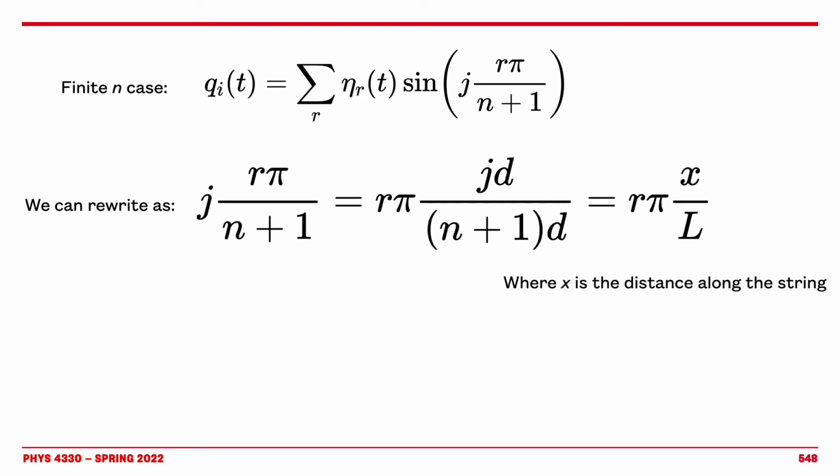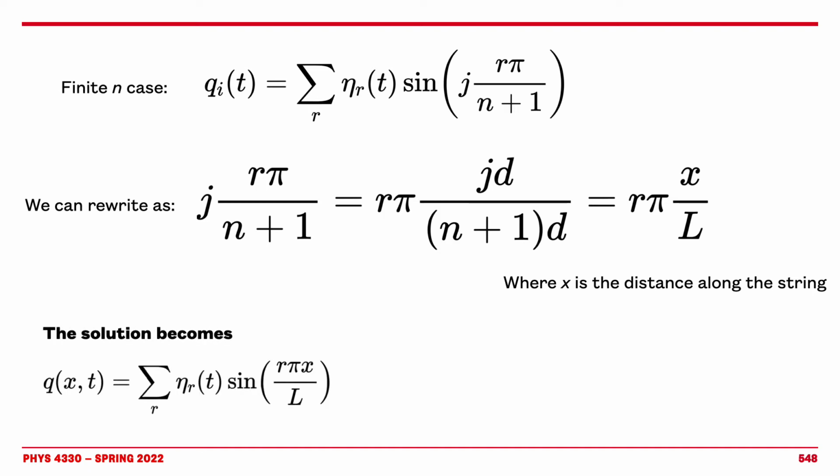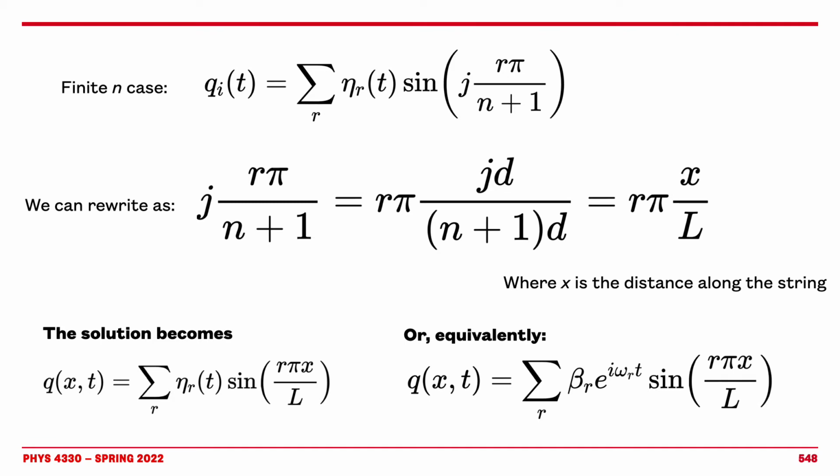So that allows us to understand how to go from the finite number of masses to the continuous number of masses. That's really nice, because now we can replace that argument from the equation on the top of this slide with this equation, which is the solution for the string at the continuous limit. Of course, we can also write this another way, with the understanding that we will take the real part, because the eta, the normal coordinates, are given as always by beta r e to the power i omega r t.